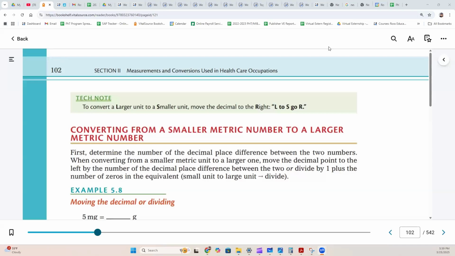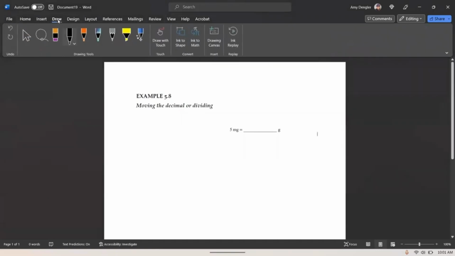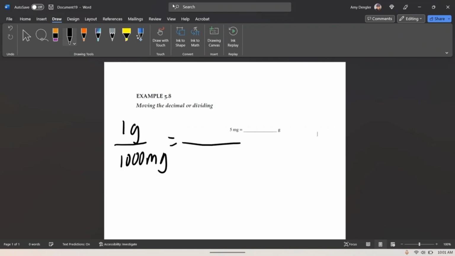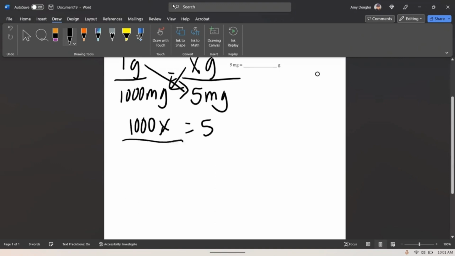And then let's go ahead and do example 5.8. So we're moving from milligrams to grams. So we should already by now know that 1 gram equals 1,000 milligrams. We'll place our 5 milligrams down here. How many grams? So we have 1,000x is equal to 1 times 5, which is 5. And then we'll divide the side by 1,000 to get rid of that.